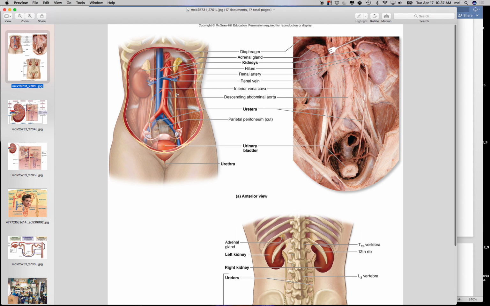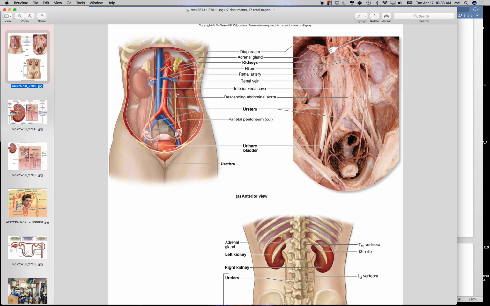Since the kidneys start out retroperitoneal, the ureters do too, right? So they have to be back there with the kidney. The ureters leave on the medial surface at the hilus, right? That's where they leave. And they start out retroperitoneal and they run retroperitoneal until about the sacroiliac joint, and then they pop into the peritoneal cavity.